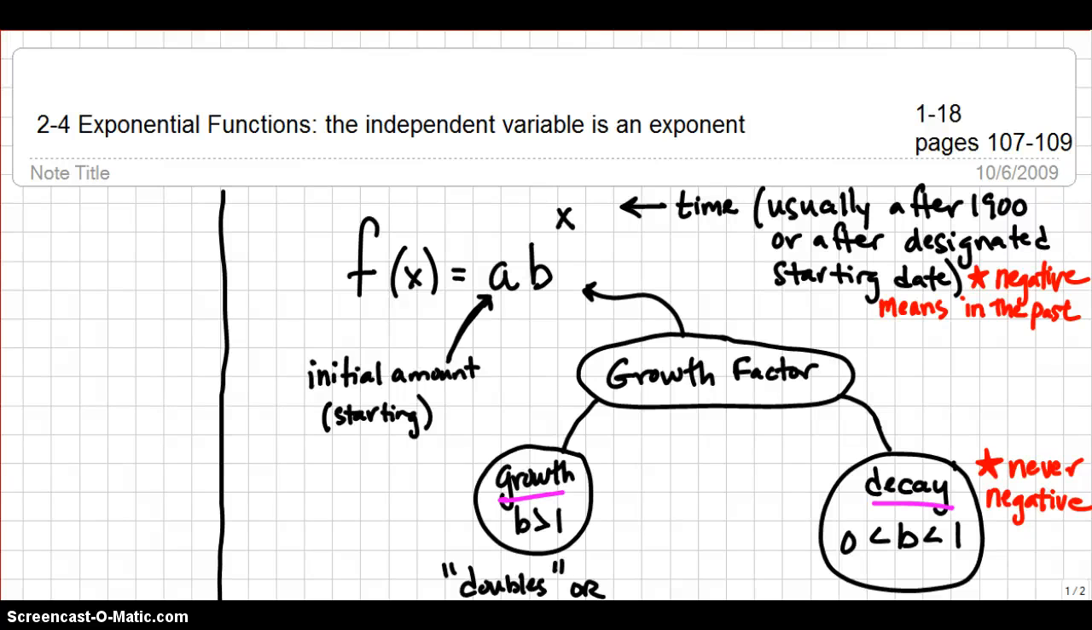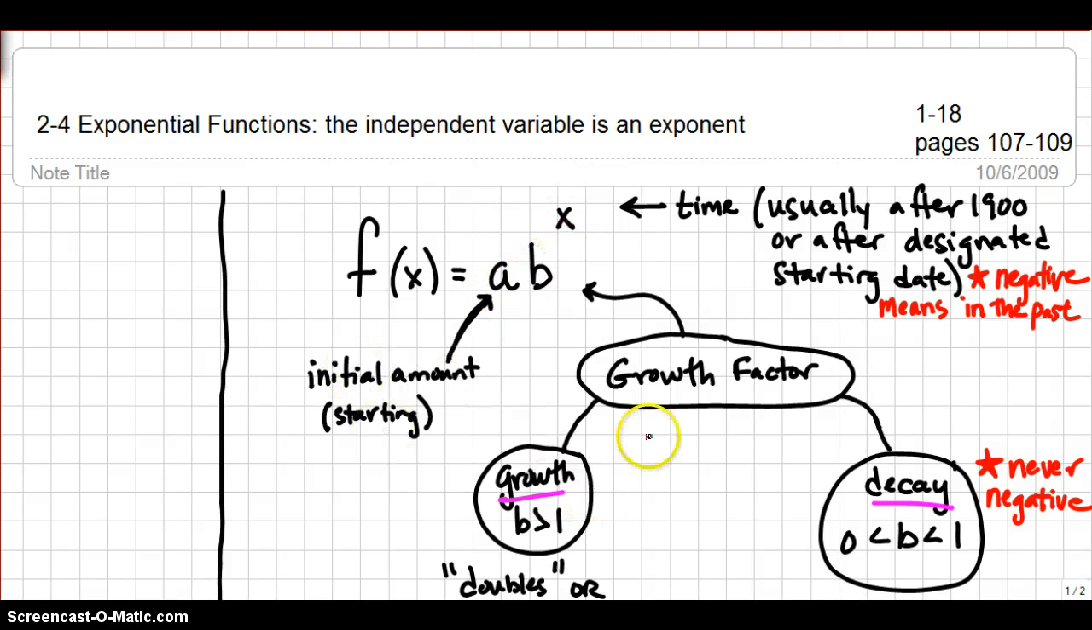This lesson is for FST Lesson 2-4 on exponential functions. A function is considered exponential when the independent variable is an exponent. Our general equation that we typically use for exponential functions is a b to the x power.